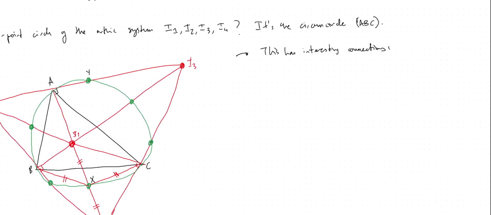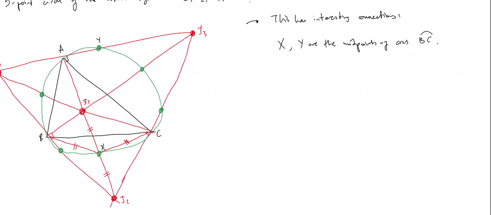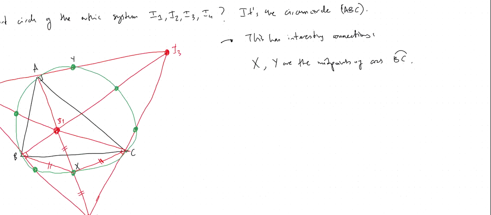X, Y are the midpoints of arcs BC. Since they are midpoints, XB equals XC, but it also turns out to be equal to XI1 and XI2. So XB equals XC, but not only that, the same distance is equal to XI1 and XI2.